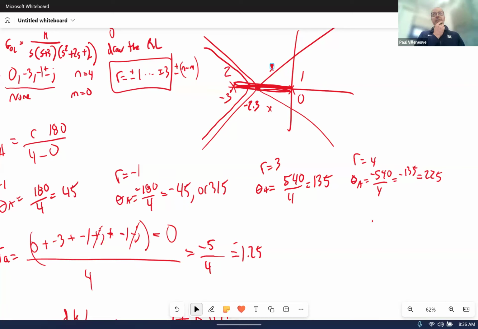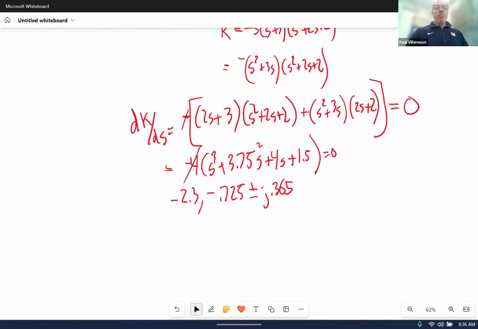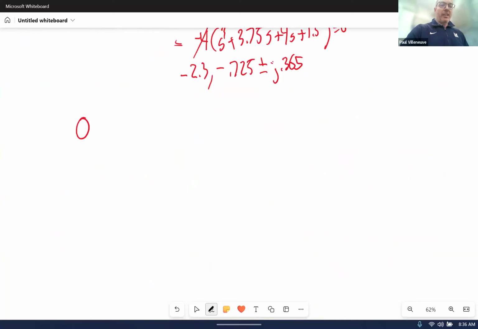Correct? Not correct? So I have to calculate the angles of departure. We'll calculate one for the real pole. So we'll calculate the angle of departure for p equals -1 plus j. Everybody okay with that?